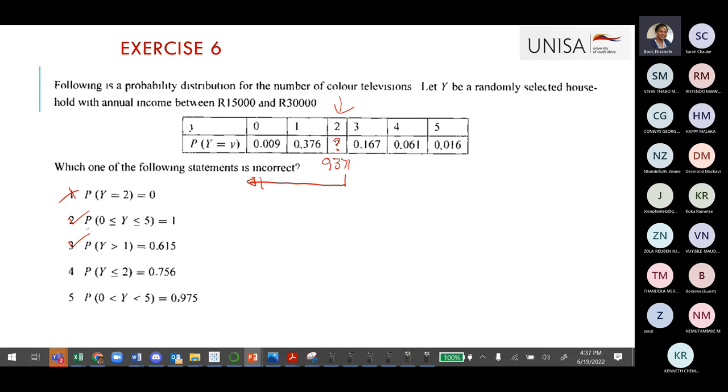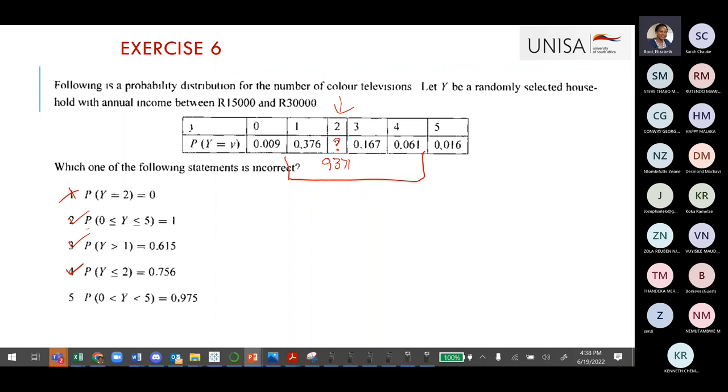So you just add 0.615 plus 0.371, and it should give you 0.756. 0.009 and 0.376 gives us 0.615 plus 0.371, then gives us 0.756. And the other one says between, but does not include 0 and 5. So it means you're only interested in 1 up until 4. So you just add those two, or you can say 1 minus 0 and 5. And that will give you the answer you're looking for.